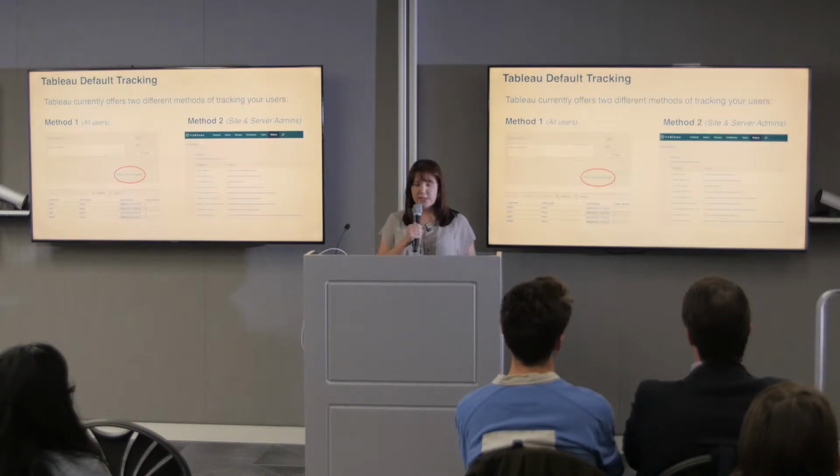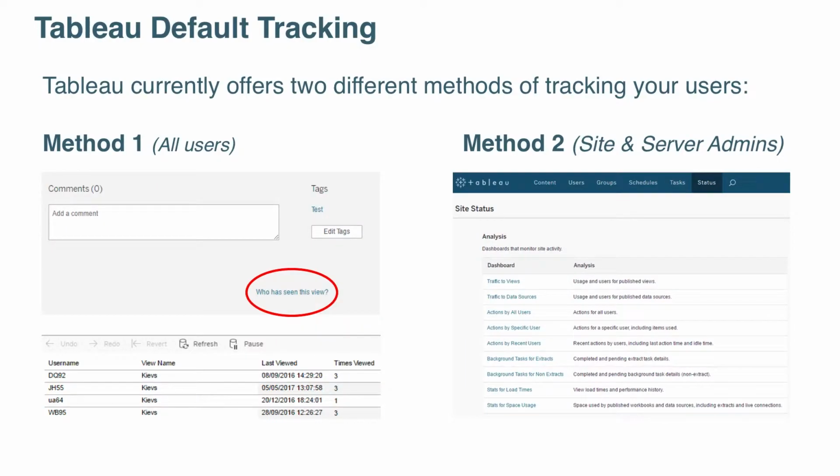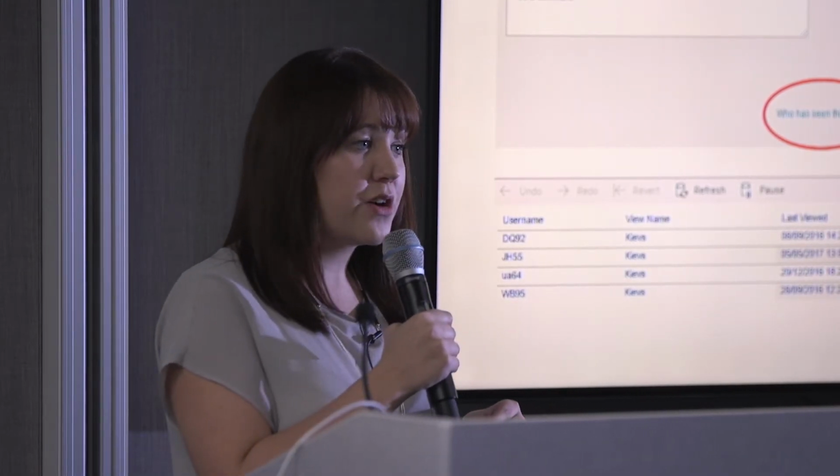There's two different methods. The first method is available to all users, and I'm sure you're all aware that if you scroll down to the bottom of one of your dashboards, you can see who has seen this view. That will then populate a little table like this, where you'll have your username, the view name, the date stamp that they've last viewed it, and the total number of times that that user has viewed it. The second method is actually only available to your site and server admins.